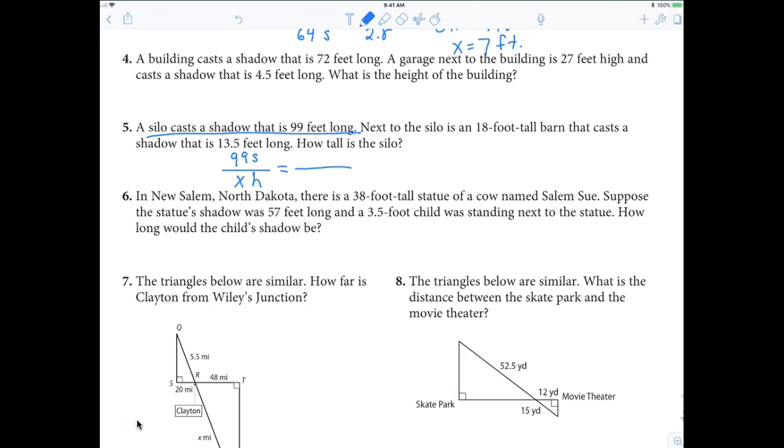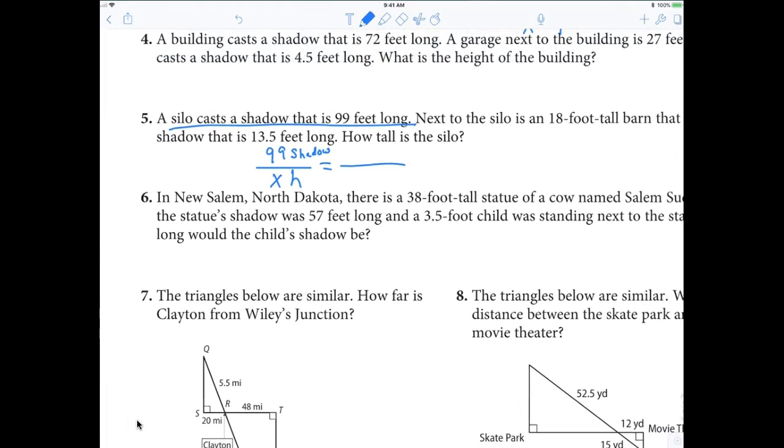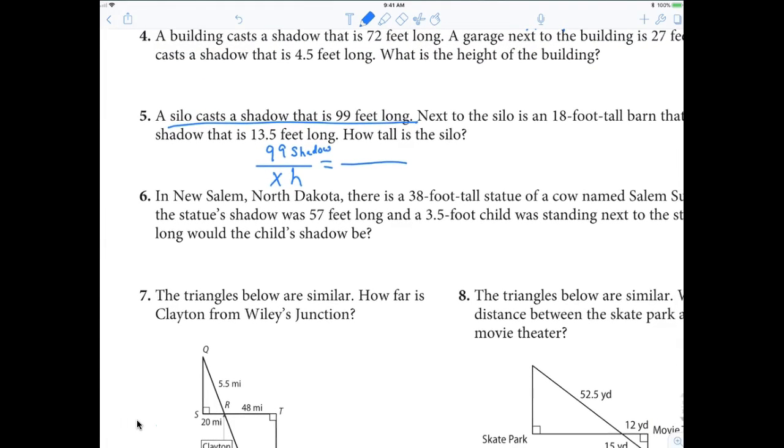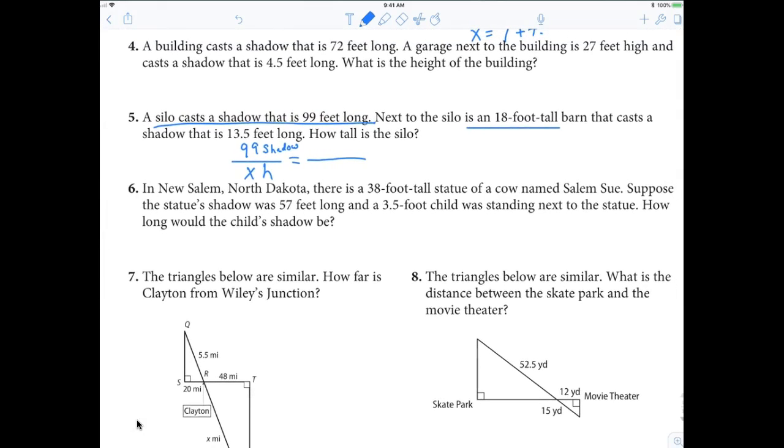Now, the reason why I'm asking you these questions, listen, look up. What does the S in the 99 stand for? The shadow. The silo represents the height. Do you agree? So now my question to you is the 18 feet, is that the height or the shadow of the barn? Next to the silo is an 18-foot tall barn. So where would that go, on the top or the bottom?